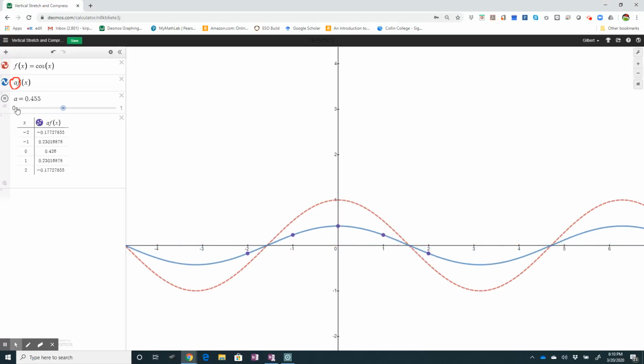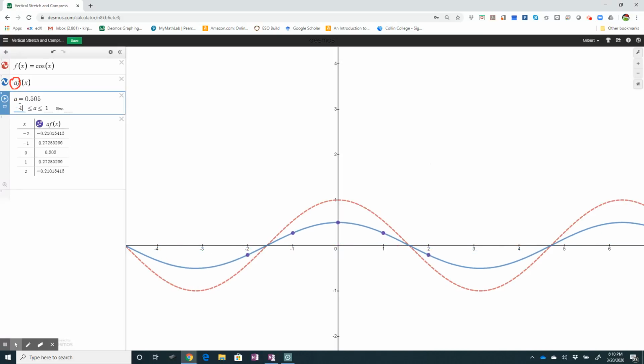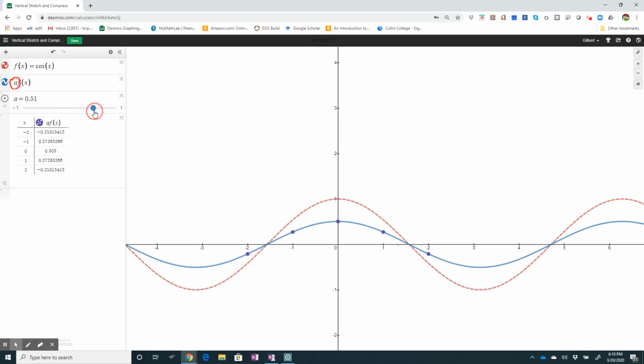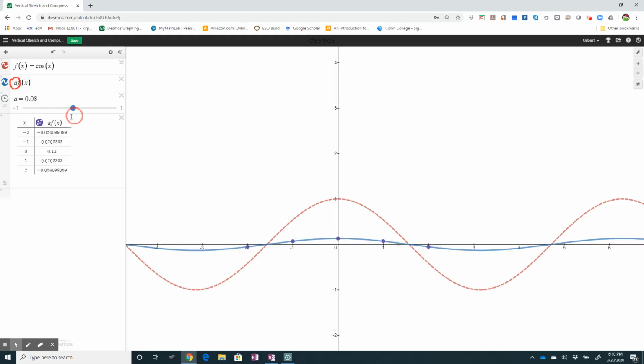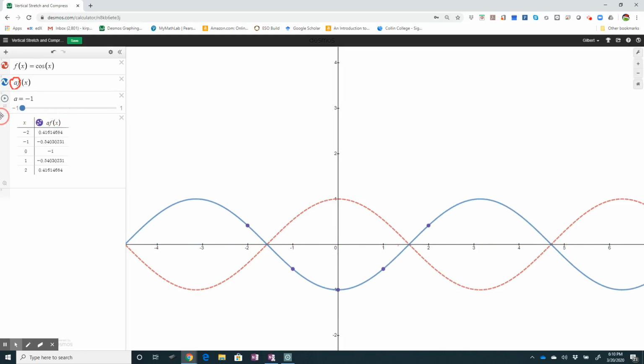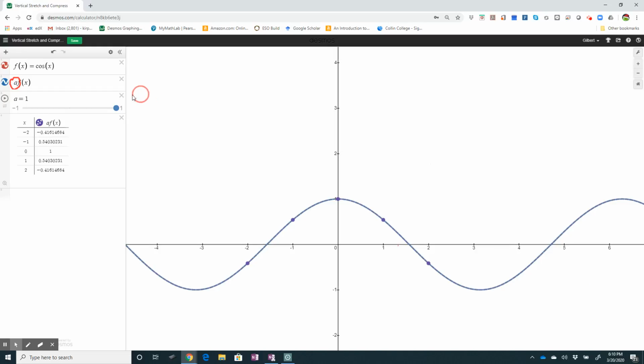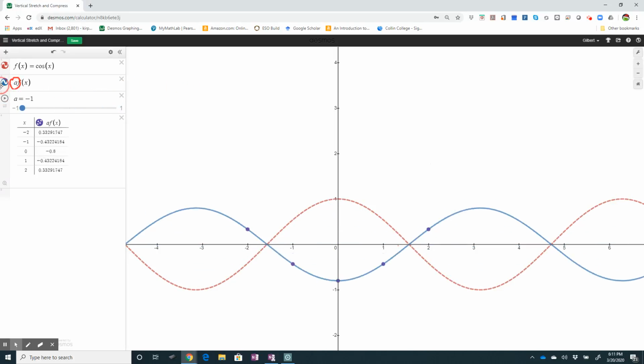Okay? And then finally, if it's negative, all that happens is the graph flips around the axis. So 1 goes down to 0, and then it flips. And you have the opposite picture. So regular picture, negative. Regular, negative. All it does is it flips across the axis.